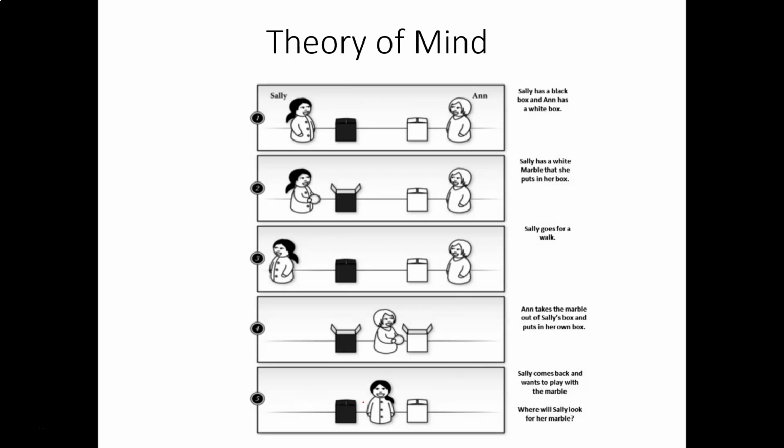Kiddos without theory of mind would say the white box, because that's where they saw the marble last. They are not able to put themselves in Sally's shoes and recognize that the last time Sally saw the marble was when she put it in her black box. Kiddos with theory of mind, and hopefully all of you, were able to correctly answer that Sally would look in the black box, which is where she had it last.